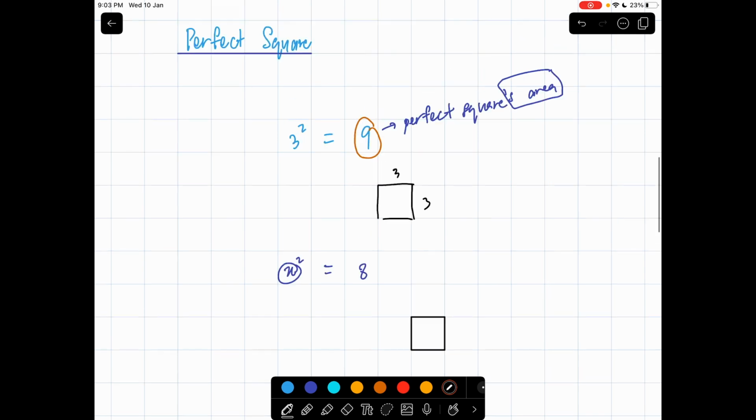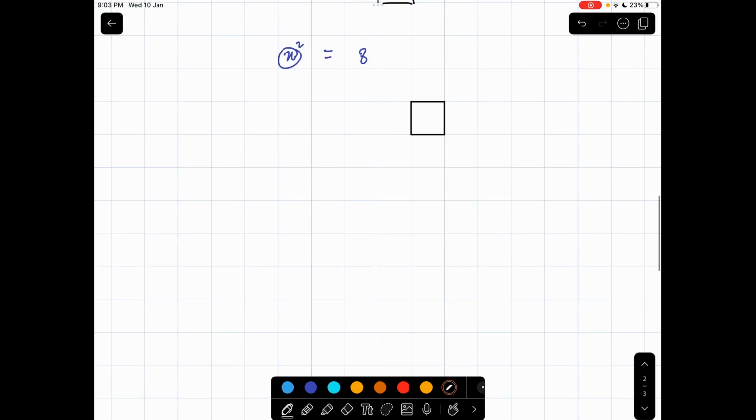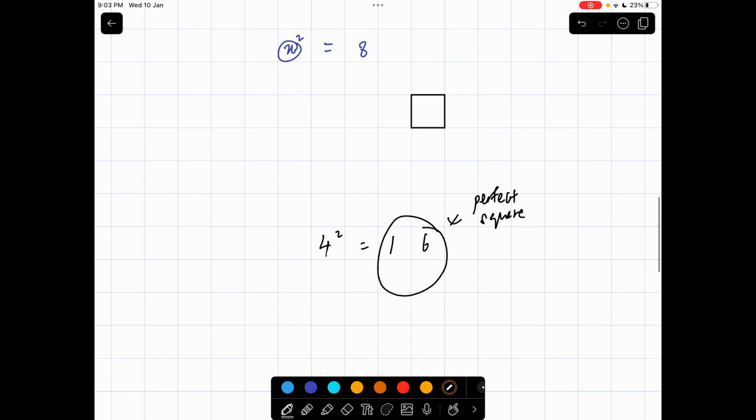So perfect square refers to a number that is the product of a whole number squaring itself. Okay, so for instance, if we have 4 squared, 16, so correct, 16 is a perfect square. So as we will see from the next part, perfect squares are numbers where, when you square root them, you will get a whole number as an answer. Okay, so with that out of the way, perfect square, let's go to square root.